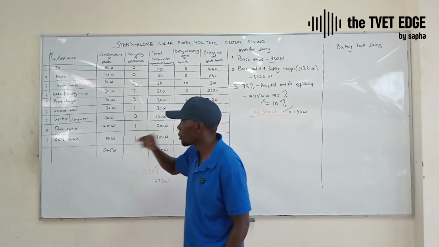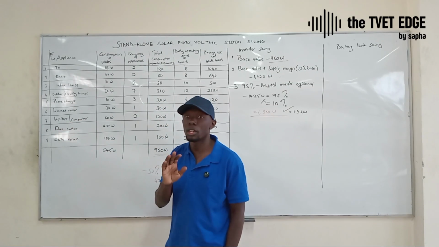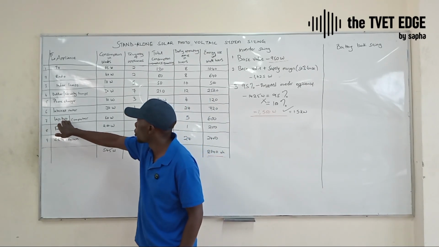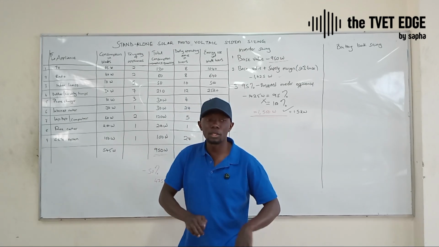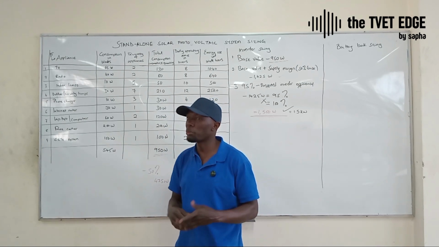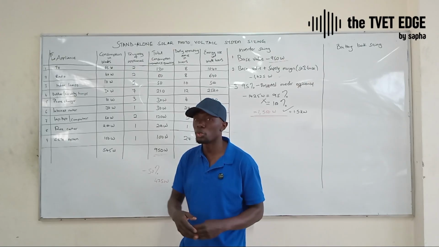If you have, for example, a laptop and a computer, make sure you pick the wattage of the laptop and the wattage of the computer. Do not assume that since this is a laptop and this is a computer, they're probably the same size, so you just use a base value.